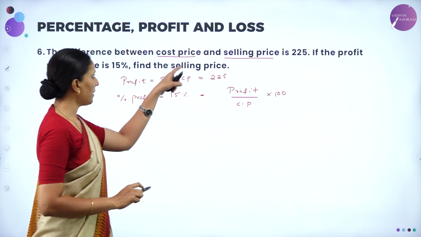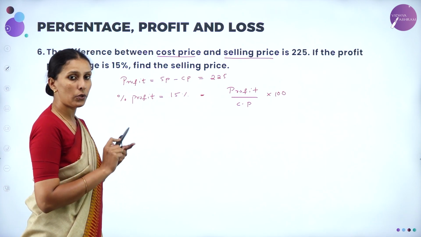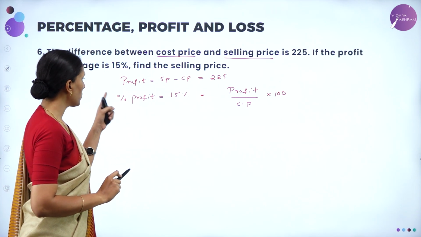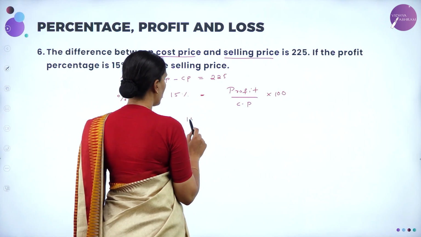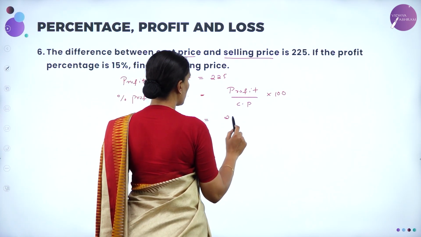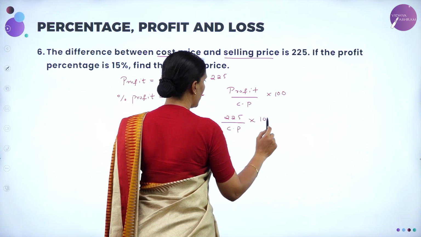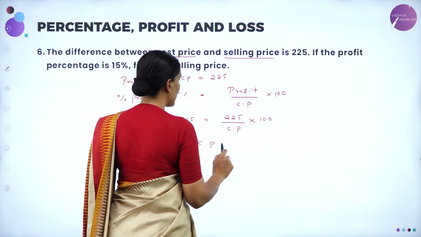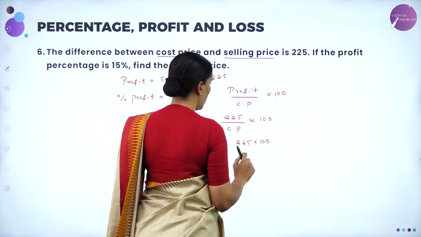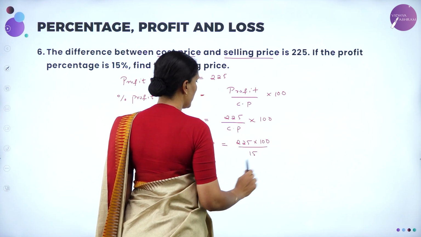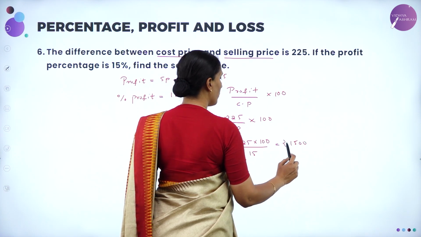So to find the selling price, we should have the concept of cost price. That is, we need to know the value of cost price. So using the percentage profit formula, we can find the cost price. So this is 15, profit is 225 divided by CP into 100. So CP is equal to 225 into 100 whole divided by 15. So this is equal to 1,500 in terms of rupees.